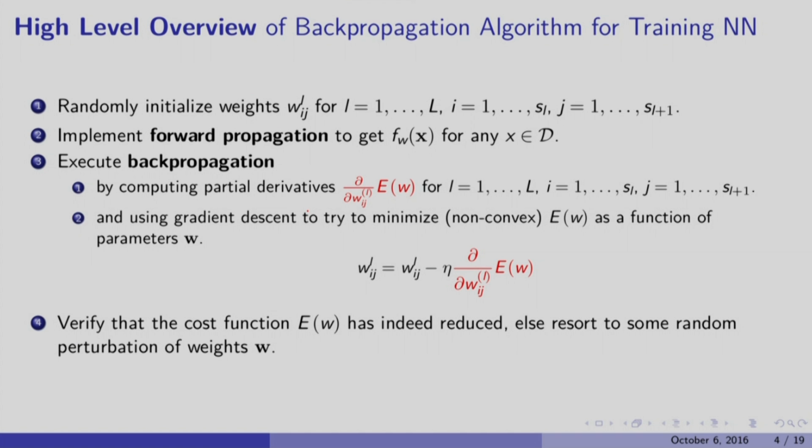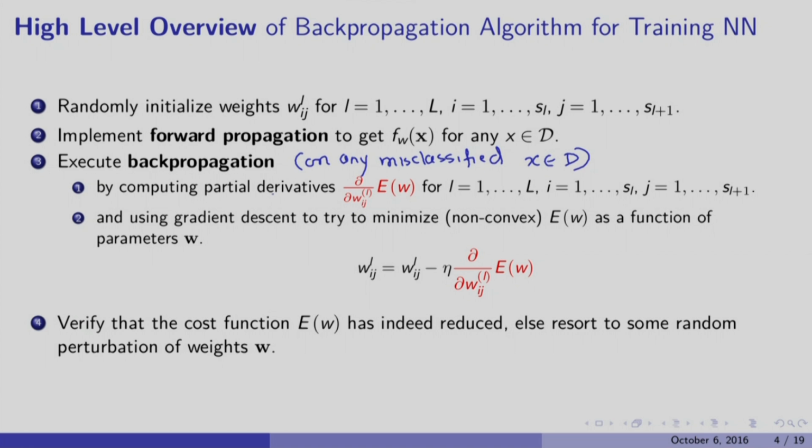So this is the high level overview of the backpropagation algorithm. You randomly initialize the weights for all the layers and for all pairs of perceptrons between two layers. One does forward propagation to get the prediction for any specific example from the data set, and then you execute backpropagation. Typically this is done on any misclassified example from the data set.